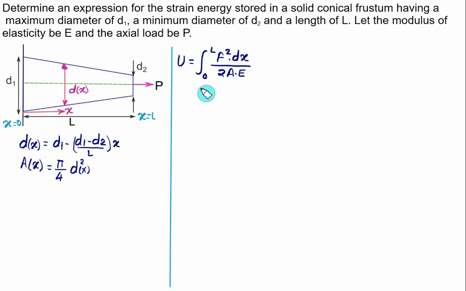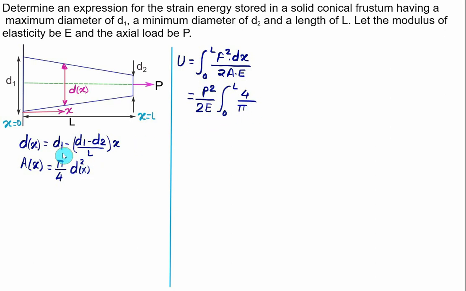So total strain energy will be equal to integral 0 to L. Here the value of P remains constant, area is variable, Young's modulus is constant. So we can take out P square divided by 2 times Young's modulus. Instead of F, we'll use P. So we have P square divided by 2 times Young's modulus, and integral from 0 to L, and 1 upon area is 4 divided by pi, and we have the d square dx.